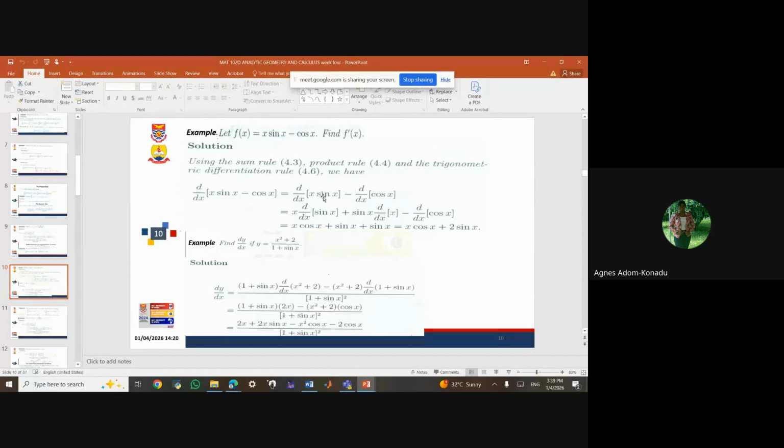So I'm differentiating x sine x minus d/dx of cos x, and as I said, we are using the product rule. I'll keep x, I'll differentiate sine x, plus I'll keep sine x, then I'll differentiate x, minus the differential of cos x. When I differentiate sine x, I get cos x. When I differentiate x with respect to x, I get 1, so this is sine x. When I differentiate cos x, I get negative sine x, so negative will give me positive sine x. So this is x cos x plus 2 sine x. Let's see this one. Let's differentiate this.